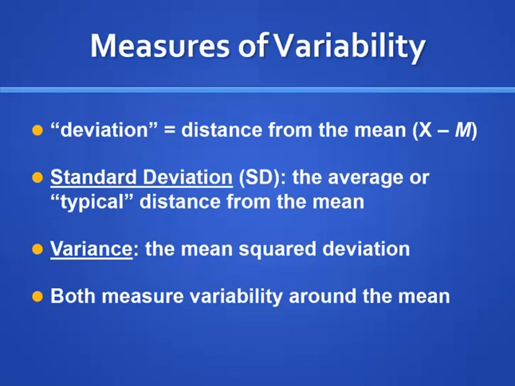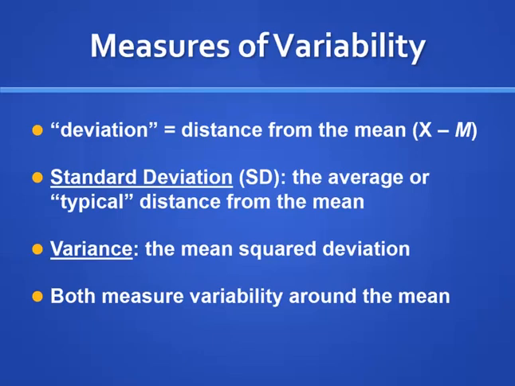So standard deviation, the average or typical distance from the mean. Variance is the mean squared deviation. So ultimately, we're going to end up with a single number that we're going to calculate that's going to allow us to answer what is the average deviation from the mean? On average, how far away, how many points, how many values from the mean do people tend to be?